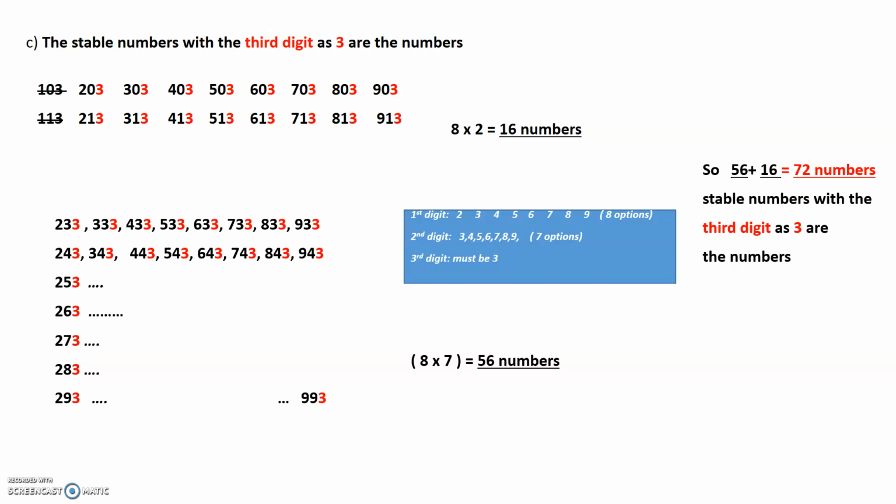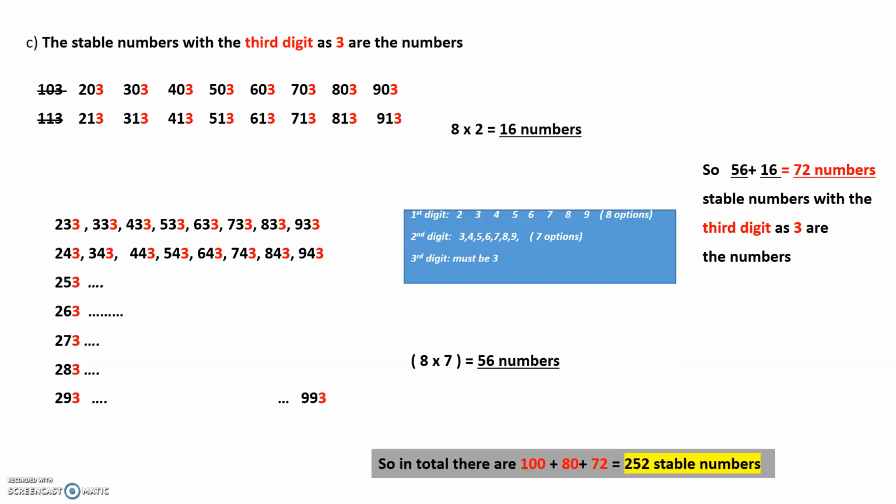So to answer the question, we need to add those 3 together. So the 72 plus the 2 answers we got from the previous slides. So in total, there are 100 plus 80. The 100 is from the first slide, the 80 is from the slide after that, and 72 is from this slide. Gives us 252 stable numbers.